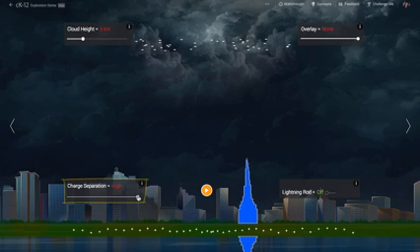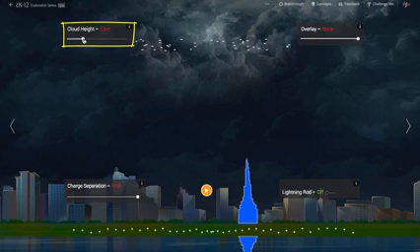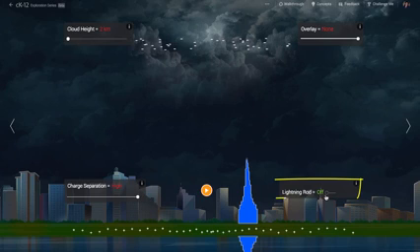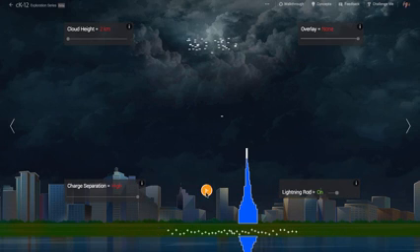city. Let's set the cloud height as low as possible so the charges are as close to us as they can be. And to be safe, let's turn the lightning rod on so that it will protect our building's occupants from the strike. What happens when we hit play?